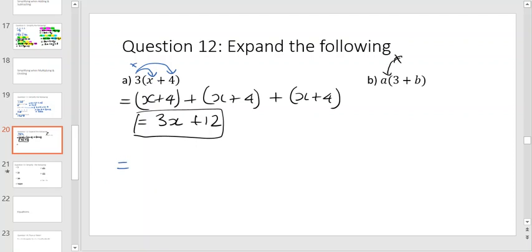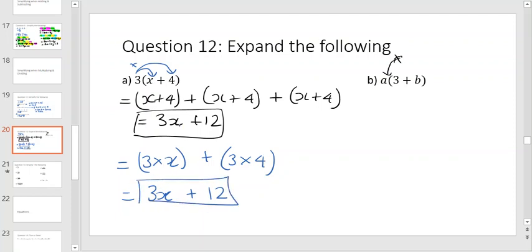So the other way we could have done this was we could have gone, well, that's 3 times x, I'll keep it in brackets, plus 3 times 4. And work out each one, and that's our answer. 3 times x, I know, is just 3x, plus 3 times 4 is 12. And look, I got the exact same thing.